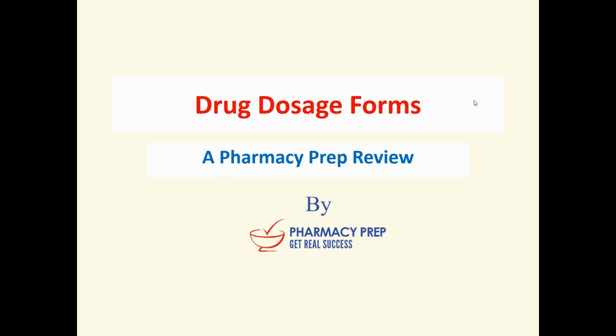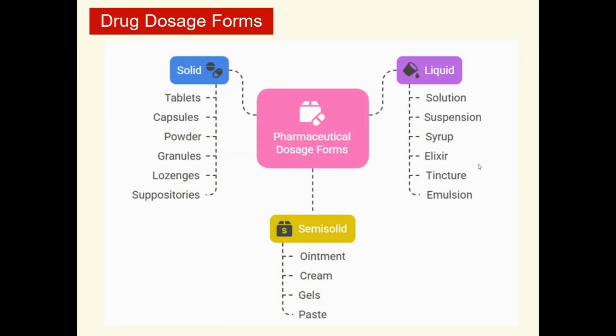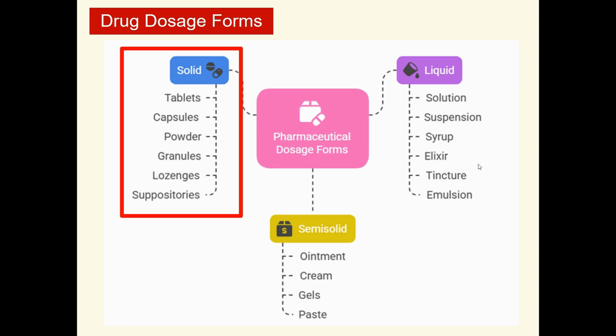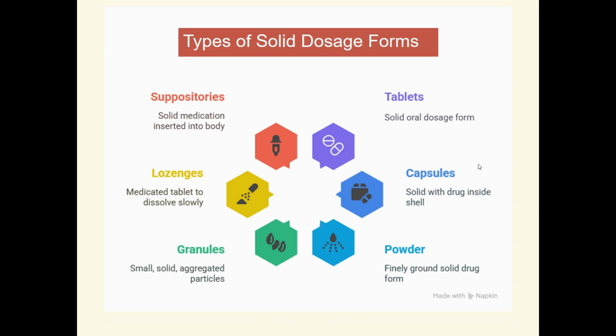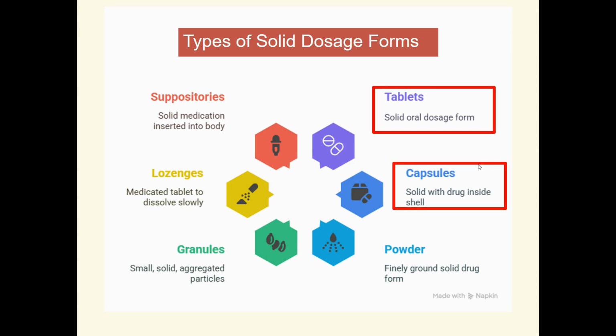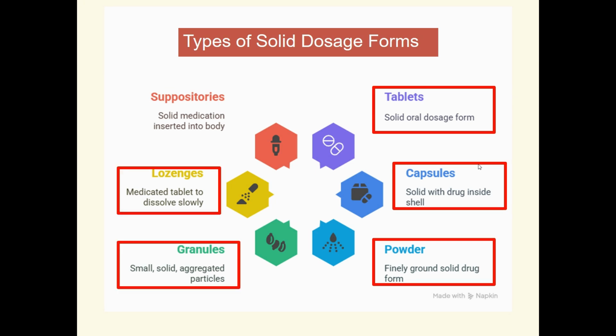Let's start. The drug dosage forms here are divided into solid dosage forms, liquid dosage forms, and semi-solid dosage forms. First, let's start off with solid dosage forms. Solid dosage forms are further divided into tablets, capsules, powder, granules, lozenges, and suppositories.